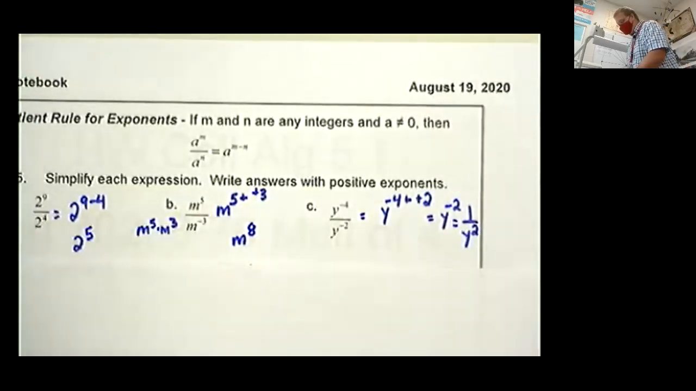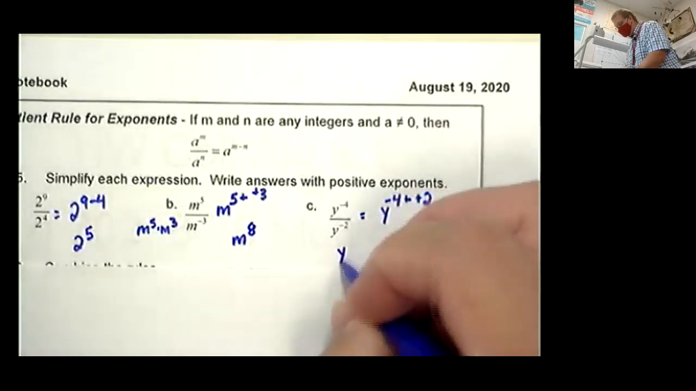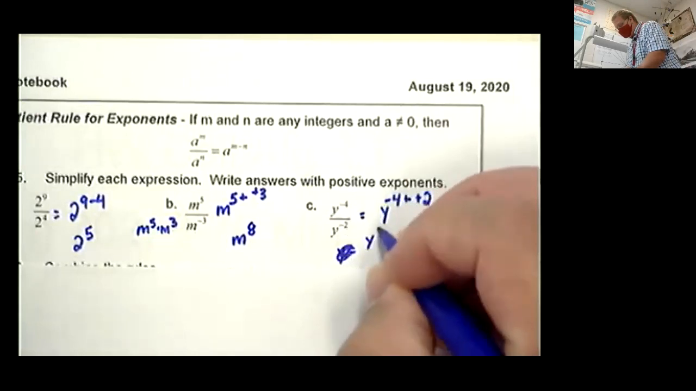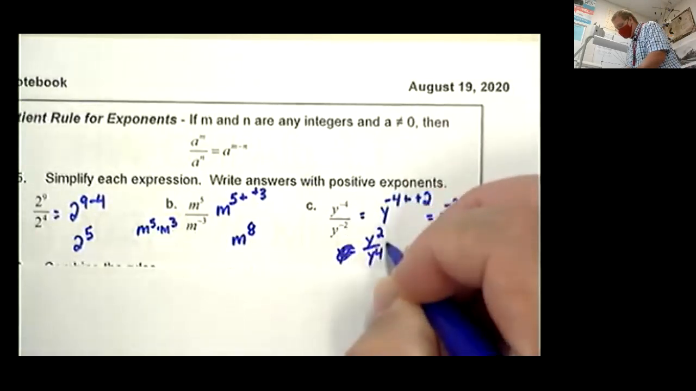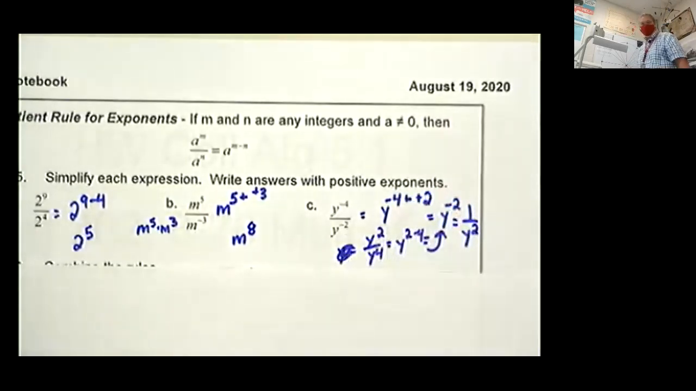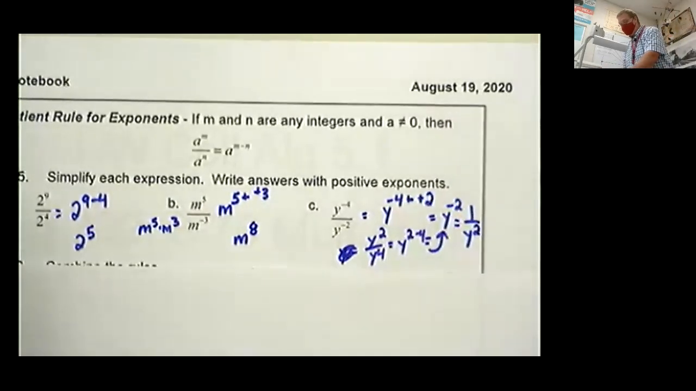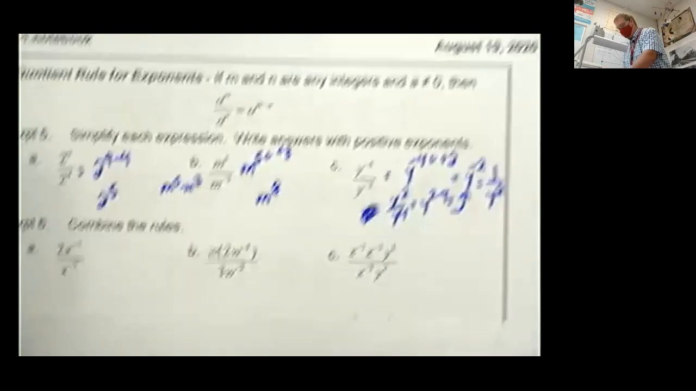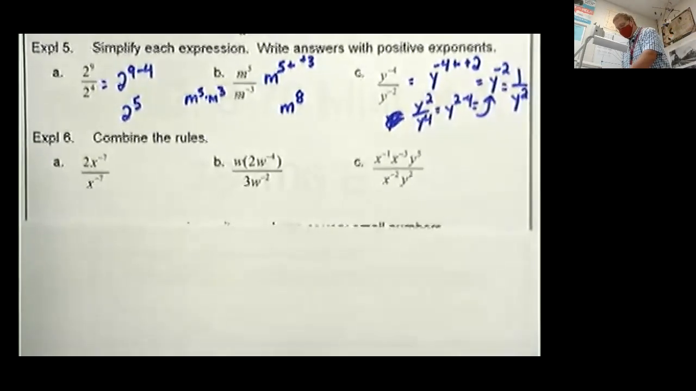Again, there's other ways you could do this. We'll look at some other rules here in a second, because if we actually flip these, we could get y to the 2nd over y to the 4th. That's y to the 2nd minus 4th, which is y to the -2nd, or 1 over y squared. So again, there's going to be several ways to think about these. As long as you're using correct math steps, you'll get to the correct answer. Then we can start combining rules.